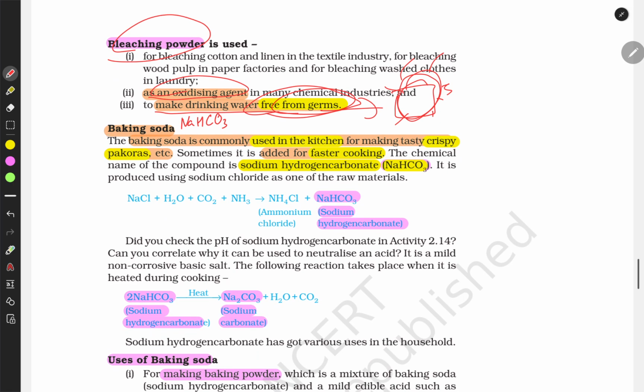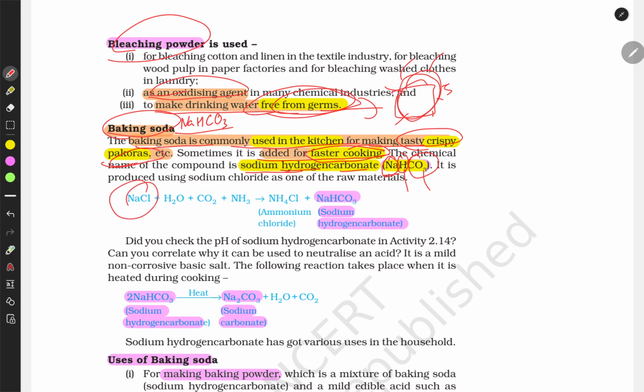Now baking soda, which is NaHCO3. Baking soda is commonly used in the kitchen for making tasty, crispy pakoras, etc. And sometimes it is added for faster cooking. It has the chemical name sodium hydrogen carbonate. It has sodium, hydrogen, and carbonate groups.